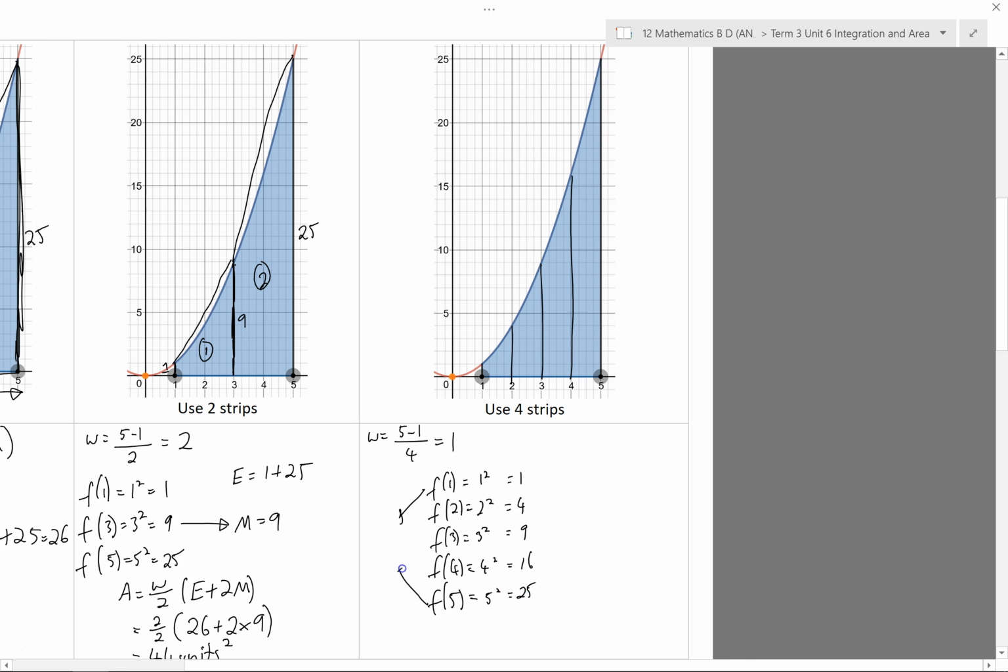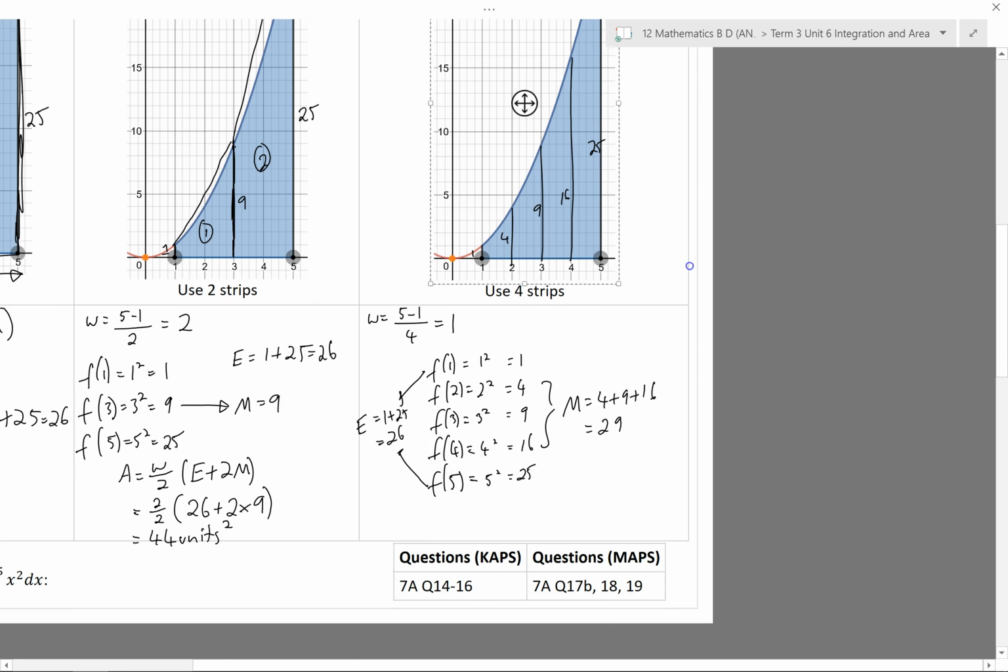Again, these 2 endpoints, I'll write these on actually so I can visualize it. They're all my heights. The endpoints will be 1 plus 25, okay, so again 26. And these 3 in the middle are my M value. Okay, you can see them there, literally in the middle. 4 plus 9 plus 16, that gives me 29.